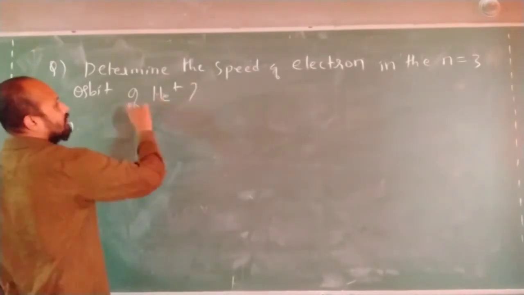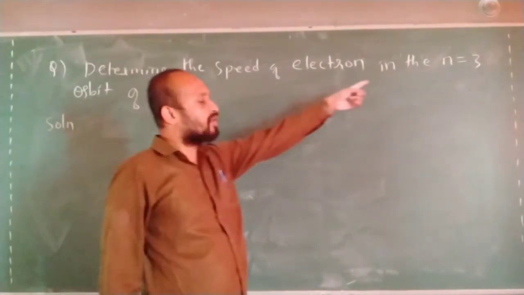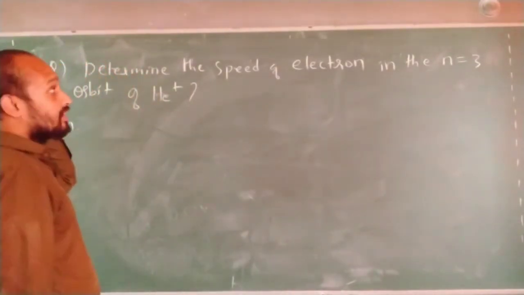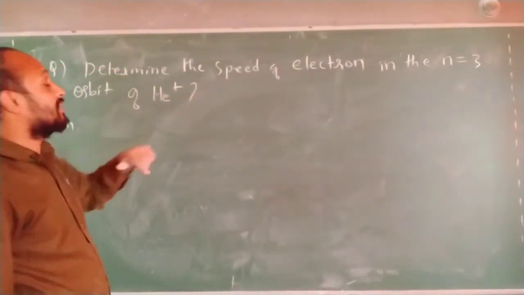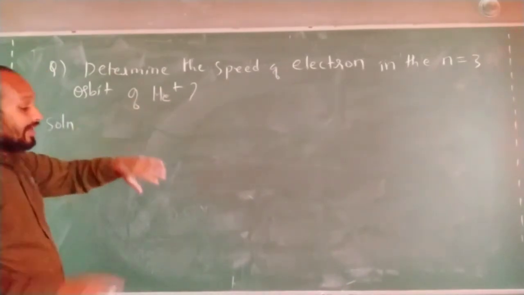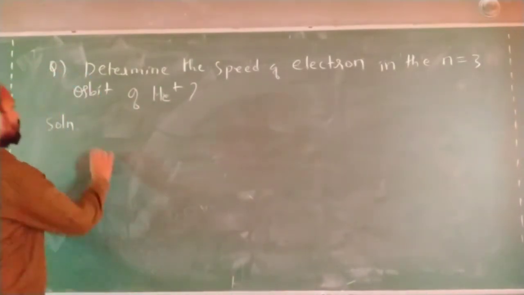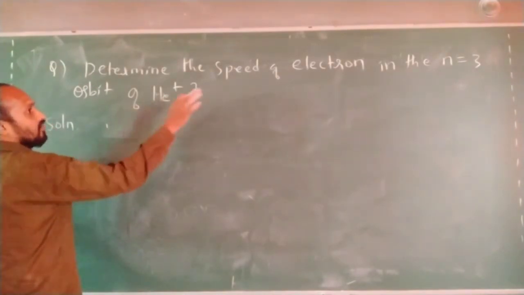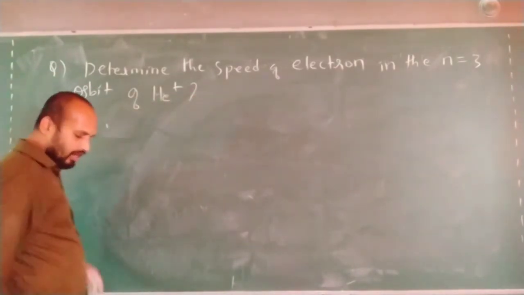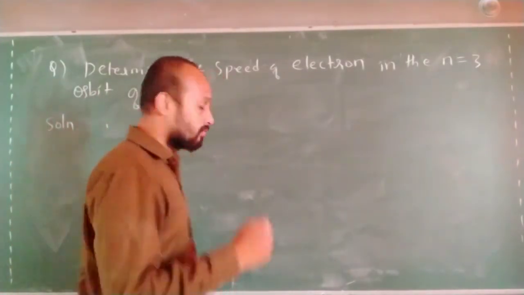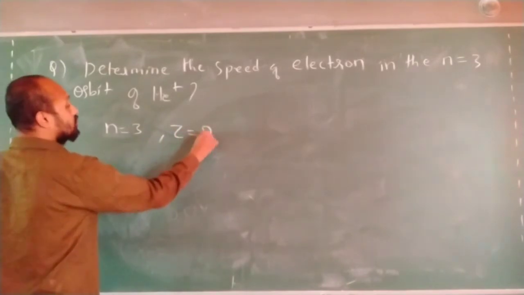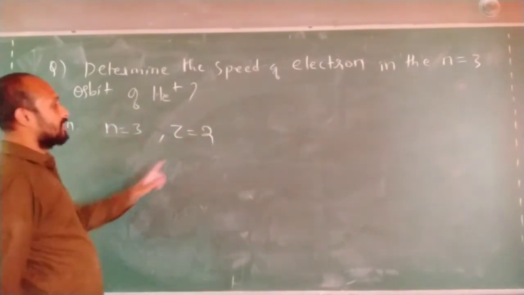See, very simple question. Determine the speed of electron in nth orbit. Determine the speed of electron in the n is equal to 3 orbit of helium nucleus. So the question is: find the velocity of an electron present in the third orbit. So n is equal to 3, Z value is equal to 2, because for helium nucleus the atomic number is 2.